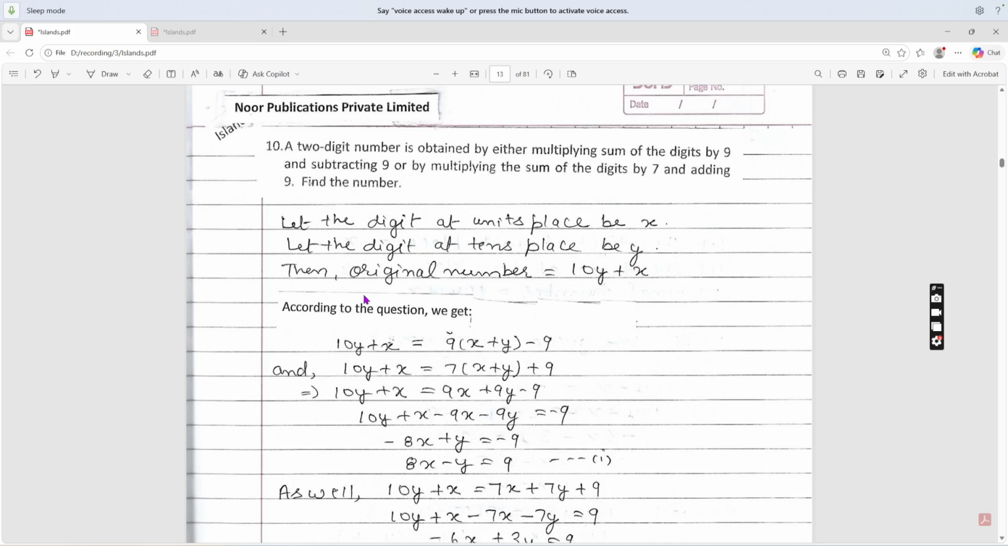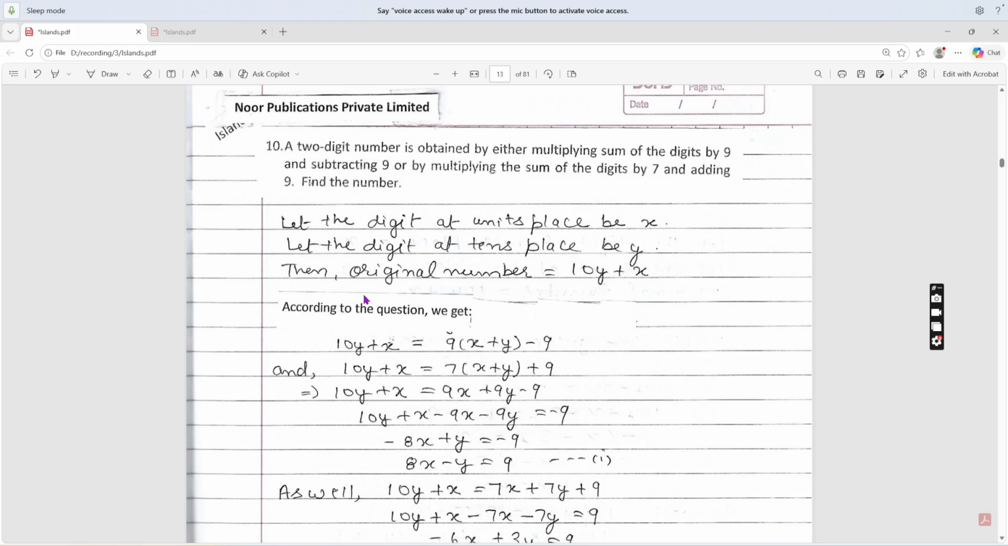Let the digit of unit place be x. Let the digit of tens place be y. Then the original number would be 10y plus x. And the number obtained by reversing the digits would be 10x plus y. But that is not being used here, so we are going to skip that 4th step. But we should know in our mind that every time we have to put all these 4 steps when we proceed with these types of questions.